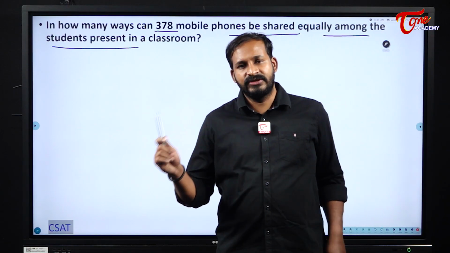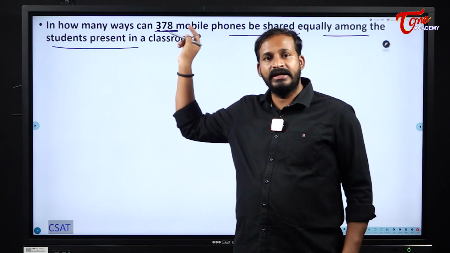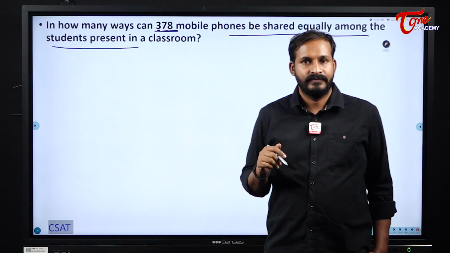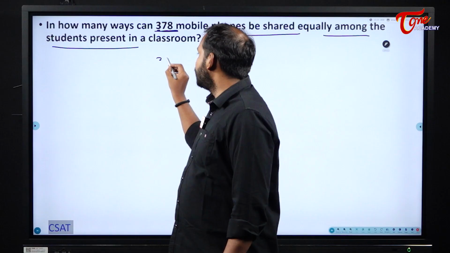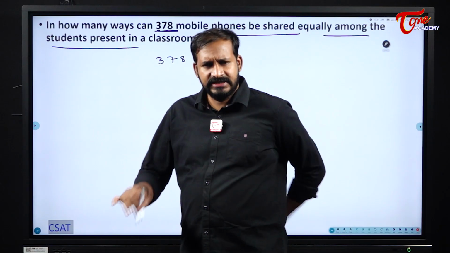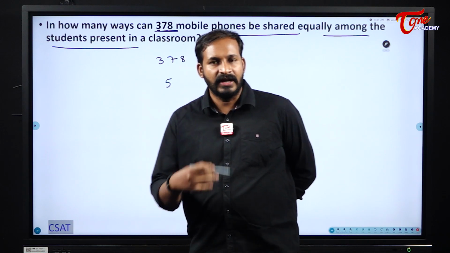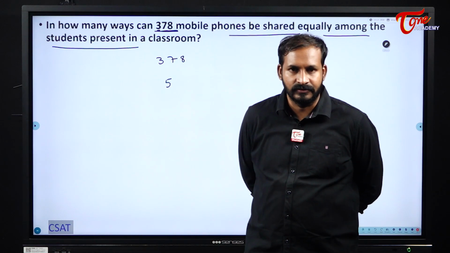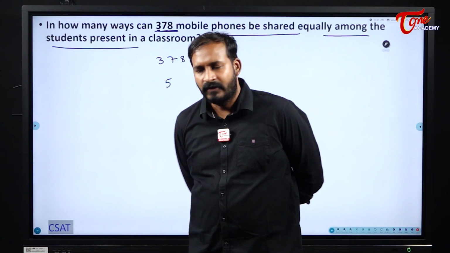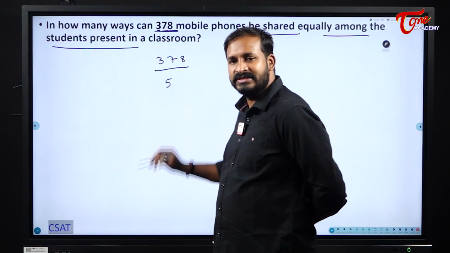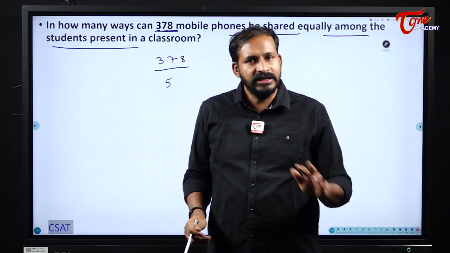When we can distribute equally, tell me first of all. The number of students in the class should definitely divide this 378. Then only can I divide it equally, right? For example, assume that there are 5 students in the classroom. Then can I divide it equally among the students? Is it possible for me? Why? Because 378 by 5 I will get in decimal points. Is it possible to break a mobile phone and distribute it among the students? It is not at all possible.